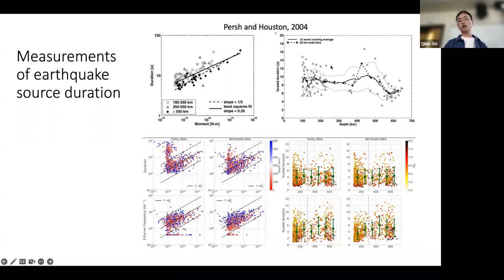And on the right, they predict an overall reduced scaled duration for the deeper earthquakes, but what we get is a slight increase for the deeper earthquakes. So this is some difference between our result and the previous study that I want to show here. And so far, I don't have a good interpretation for this difference between the studies.